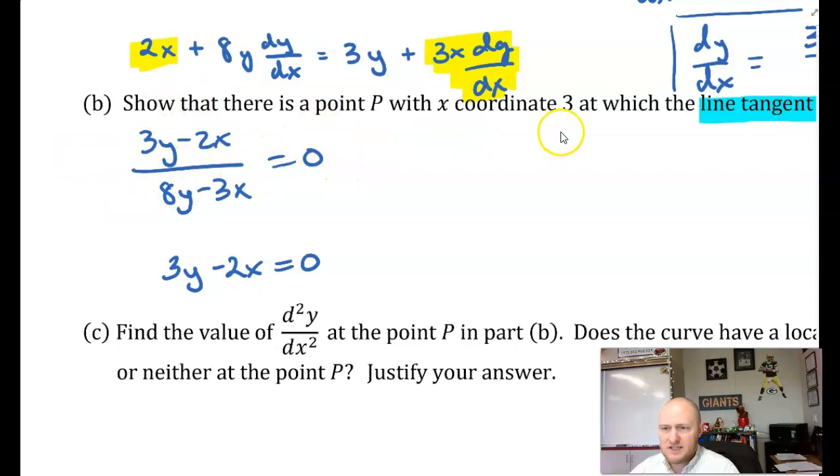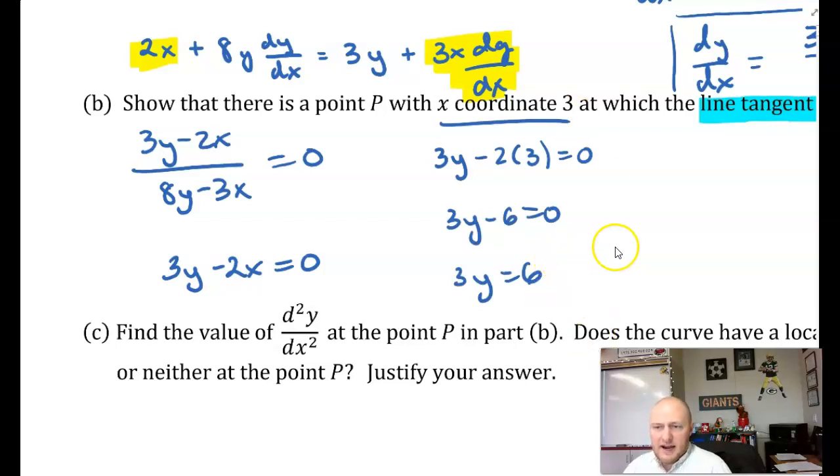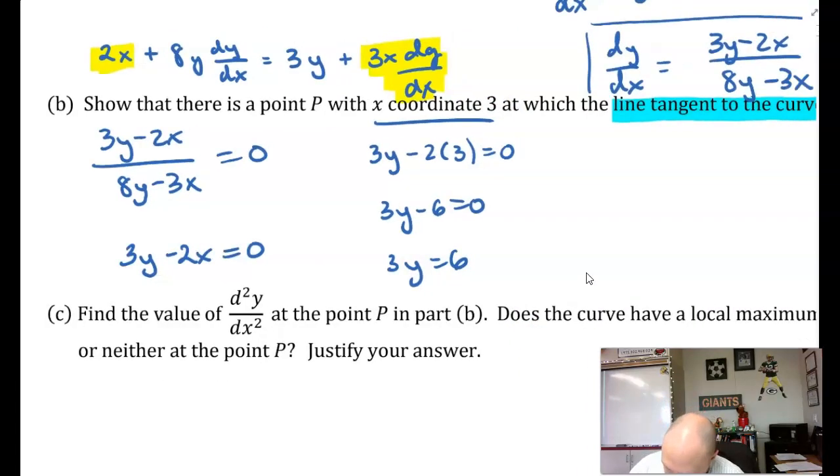And then furthermore, they say with an x coordinate of 3. So I have 3y minus 2 times 3 is equal to 0. So 3y minus 6 gives us 3y is equal to 6, and I'm going to go ahead and divide by 3. So we get y is equal to 2.